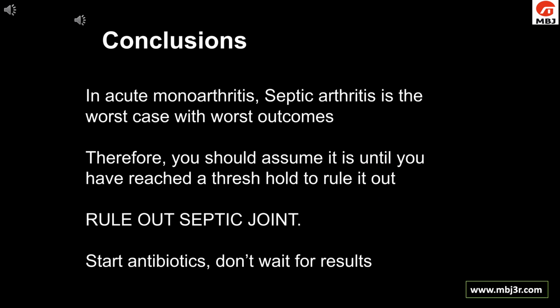Coming to the conclusion, in acute monoarthritis, septic arthritis is the worst case with the worst outcomes. Therefore, you should assume it is until you have reached a threshold to rule it out. Rule out septic joint first. Start antibiotics. Don't wait for the culture reports.